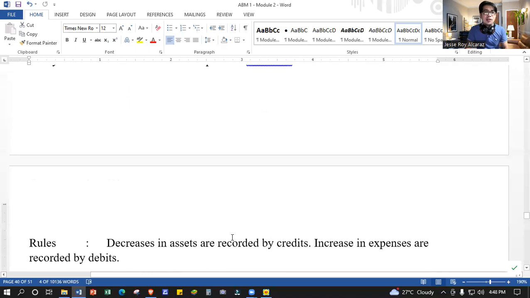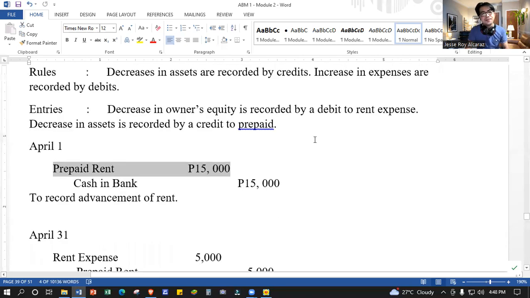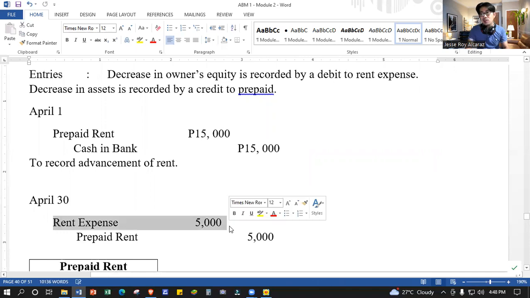On April 30, ano sabi doon sa problem? A portion of the asset expires and becomes an expense each day. By the last day of April, so April 1 ta nagbayad, at the end of April, which is April 30, 1/3 of the asset has expired. So nagamit na nato ang isa ka bulan worth of rent. Therefore, the entry, April 30, the adjustment is debit rent expense. So there is an increase in expense, therefore it should be debited.